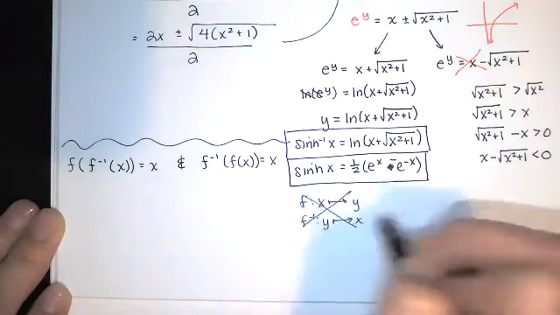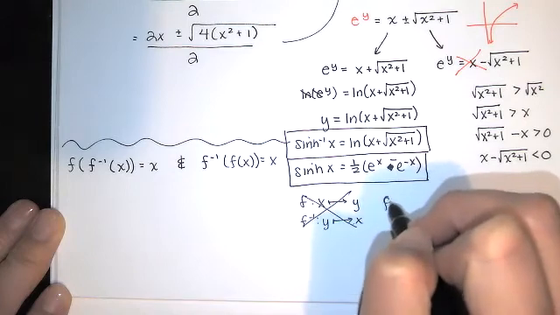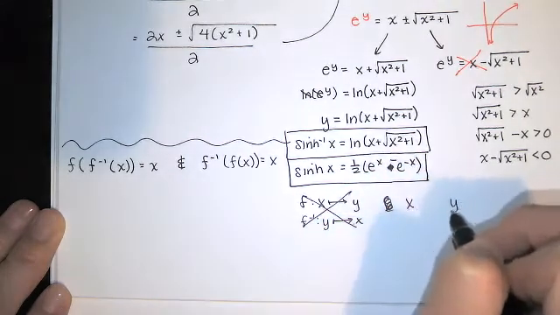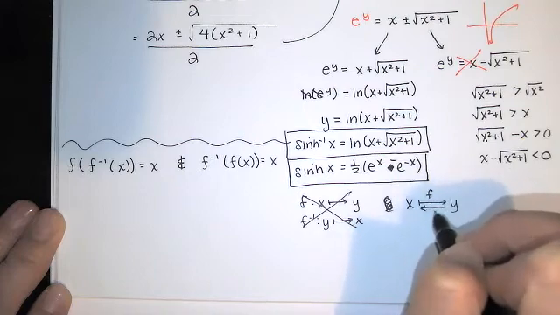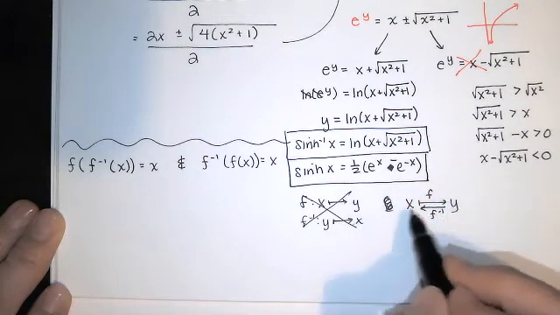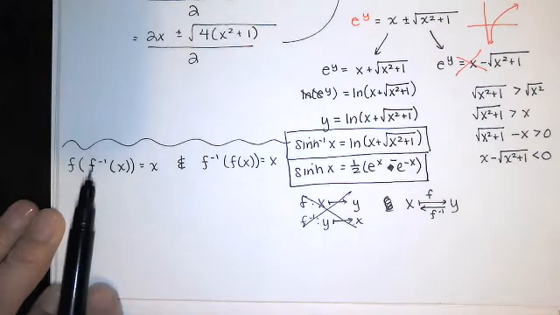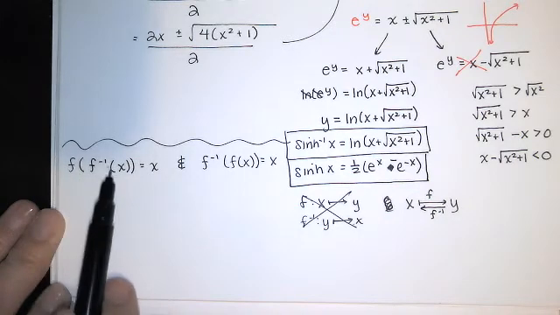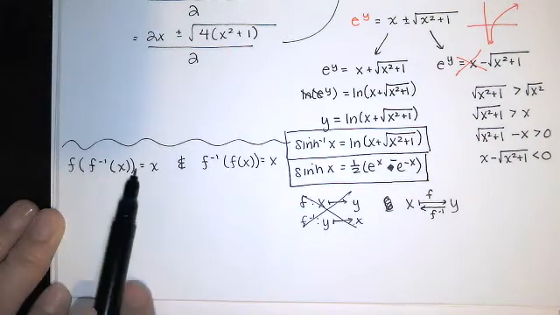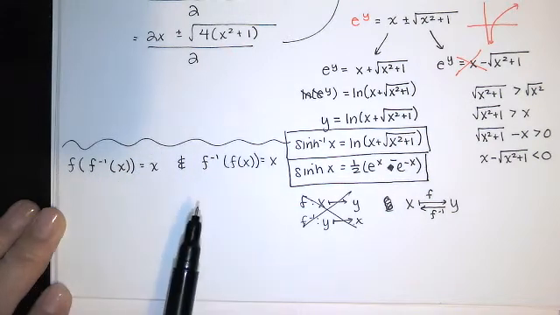Maybe I should draw my picture this way. Here's x and here's y. F goes in that direction. F inverse goes in that direction because they're undoing each other. So if I apply this to x, and then I take f of the result, I should get x back because they undo each other, and vice versa.